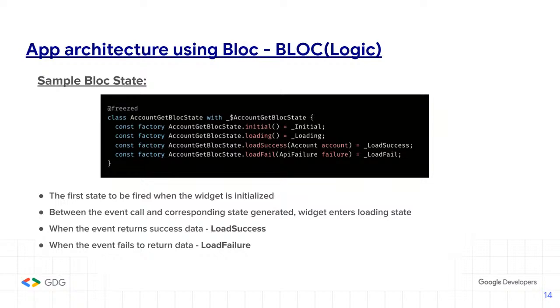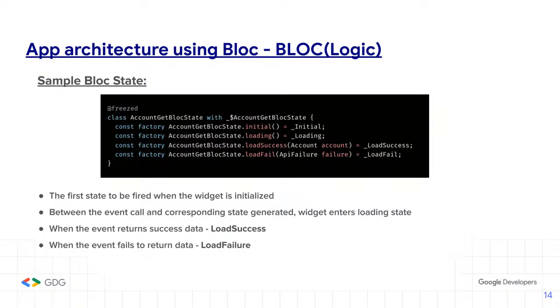And the second thing that can happen is when I click on the button that makes a call to the bloc event, I will be entering into the loading state, because essentially what's happening is the control goes to the API call and a call to the API will be made. So the widget will be busy and it will enter the loading state. And once the data is returned back, it can either be a success state or a failure state.